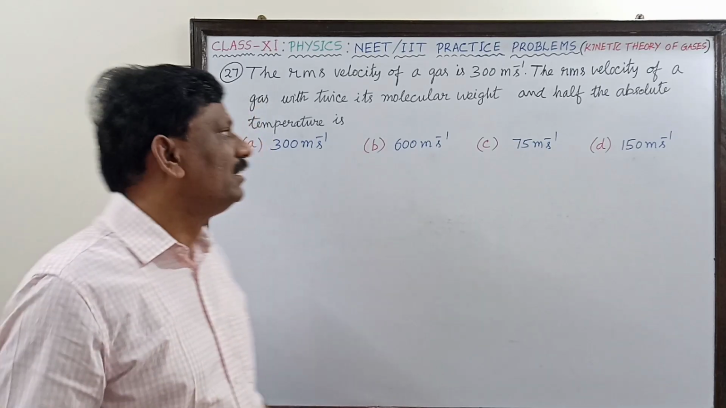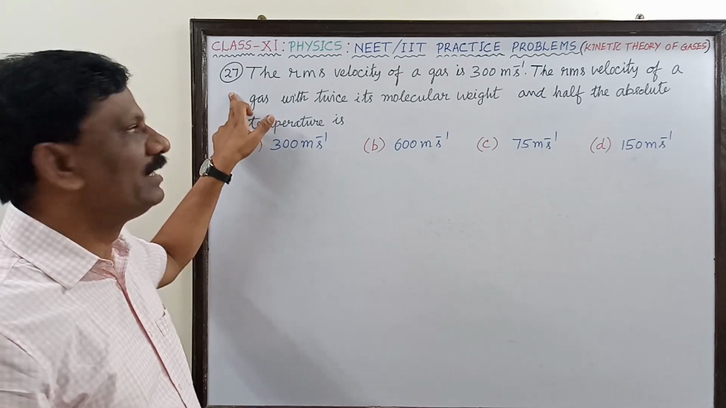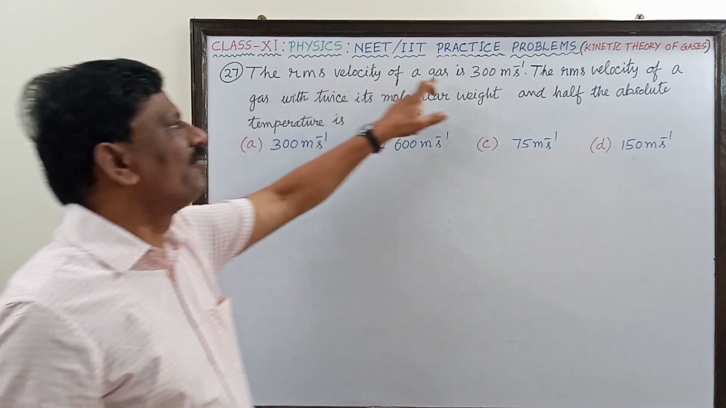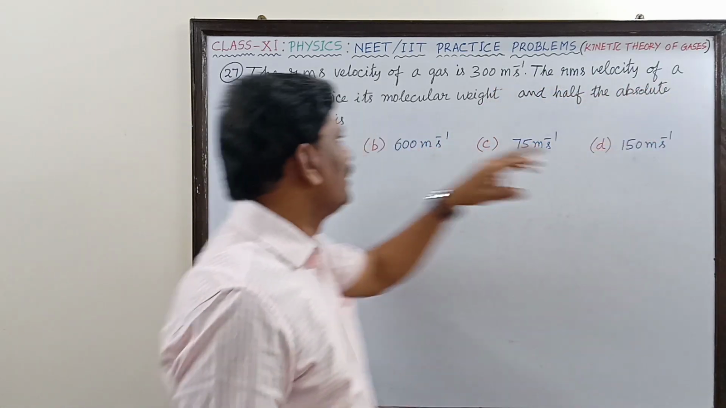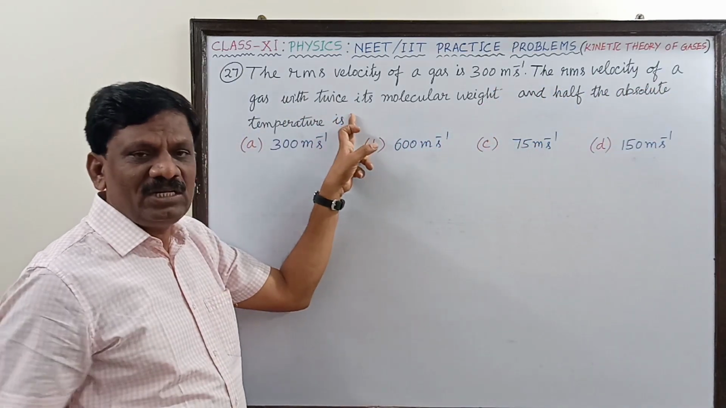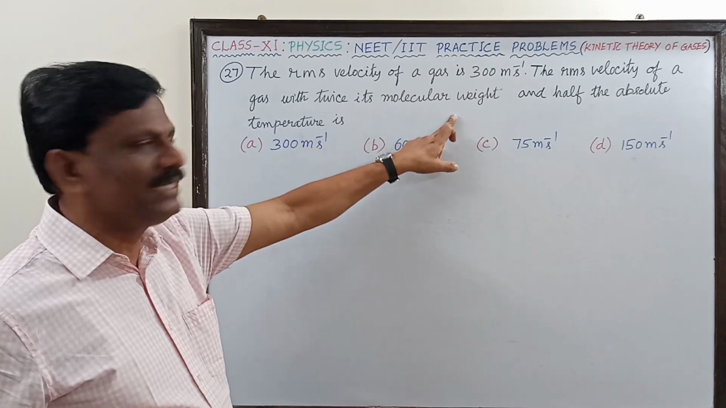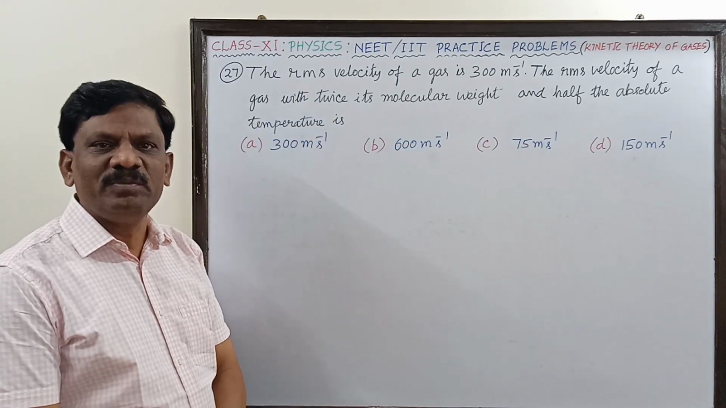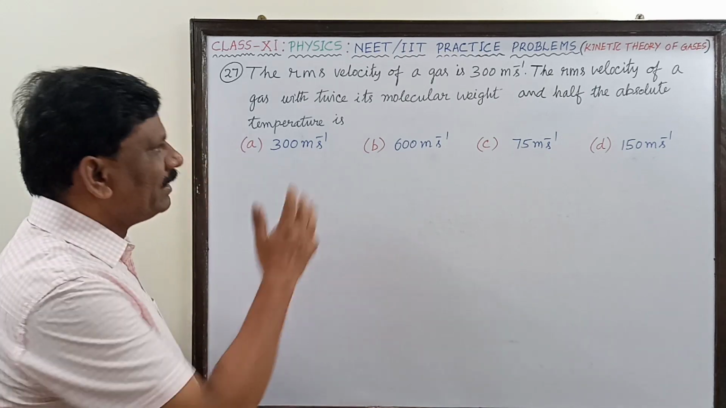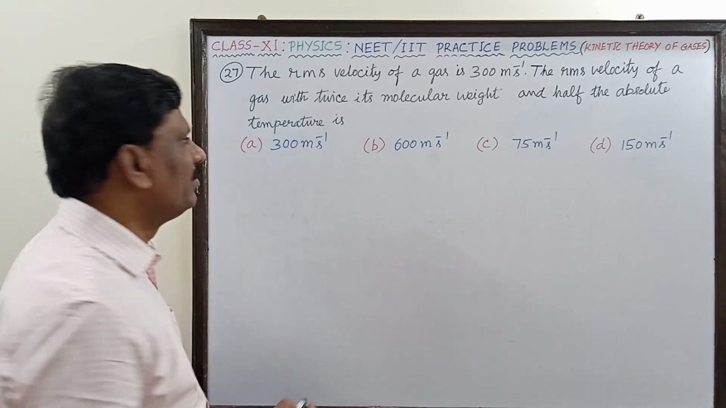Hi students, MCQ number 27. The RMS velocity of a gas is 300 meters per second. The RMS velocity of a gas with twice its molecular weight and half the absolute temperature has to be determined. Very direct question and very easy problem.